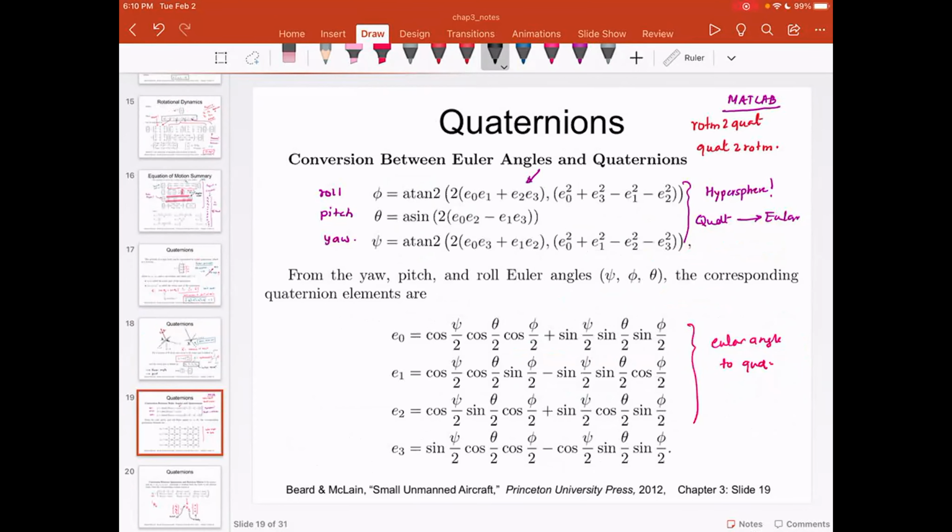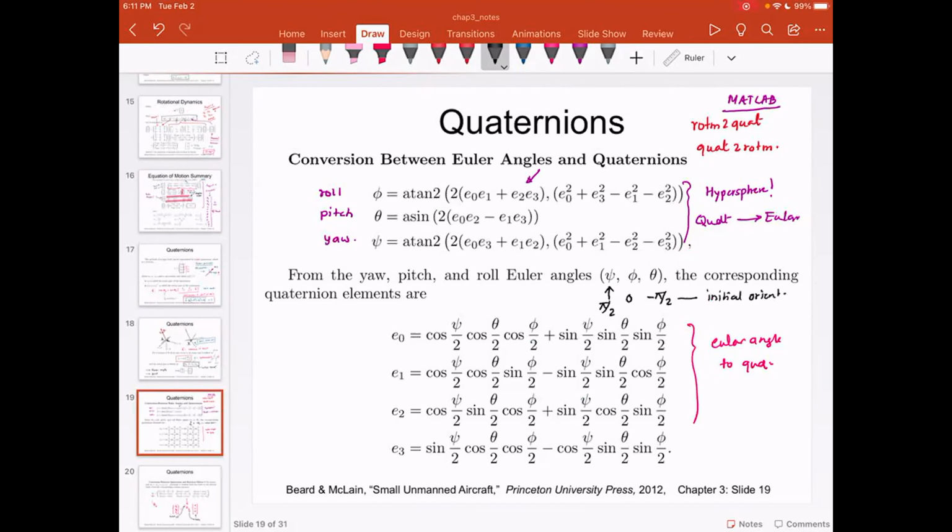So here is the easiest way. Say for example, initially the aircraft had certain roll angle, certain pitch angle, and certain yaw angle. So let me give you an example. Initially the aircraft is 90 degrees yawing, 0 degrees pitching, and minus 90-degree rolling. This is the initial orientation.